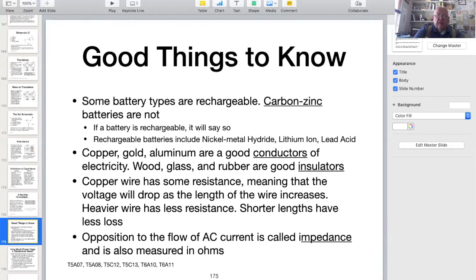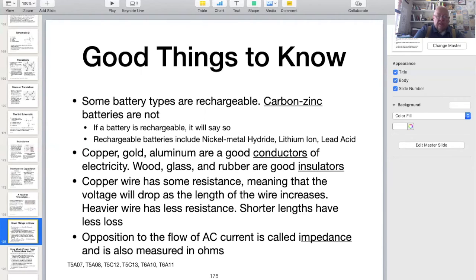There are some good things to know on this slide. Carbon zinc batteries, those are the normal AAA, AA, D, and C cells, are not rechargeable. Some of them will break down and possibly catch fire if put in a recharger and left for a period of time. If a battery is rechargeable, it will say so on the battery. You'll need to know which materials are good conductors of electricity and which ones are good insulators.